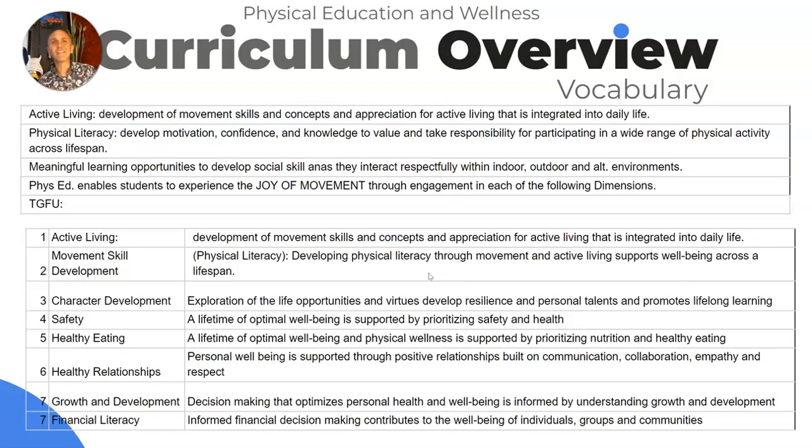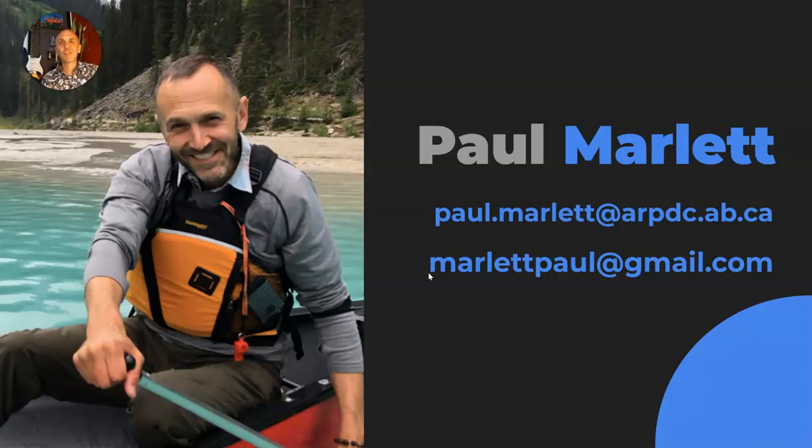Last thing is this. This is a quick kind of curriculum overview of the vocabulary of the main pieces. So active living, what is physical literacy? And what are those eight big pieces that we're working on? So that's me. Those are my email addresses.